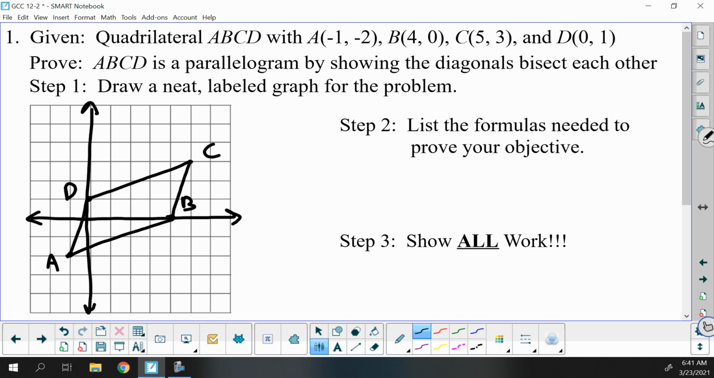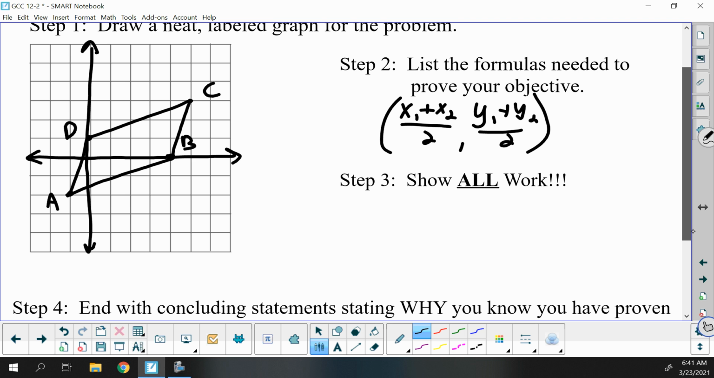So let's think of a plan. Back in our earlier proof units, if we had diagonals bisected each other, we then did segment bisector implied midpoint. And we said things like E is the midpoint of AC and DB. So the way to show that diagonals bisect each other is to show your 2 diagonals have the same midpoint. So second, our formula we're going to use is our midpoint formula. So we'll add our x's and divide by 2, add our y's and divide by 2, and that'll give us the point that is our midpoint.